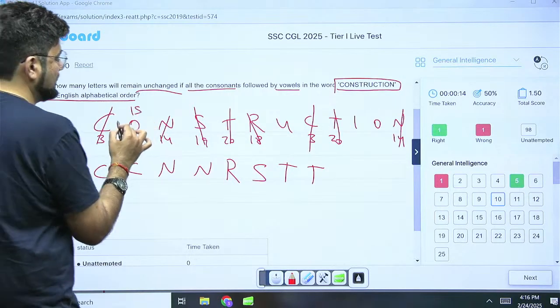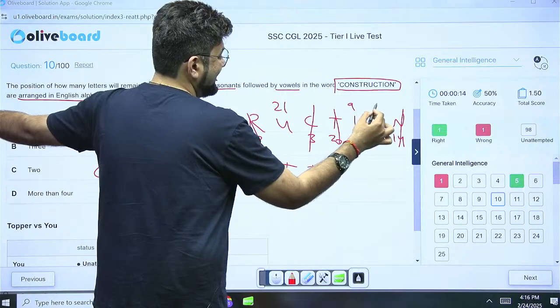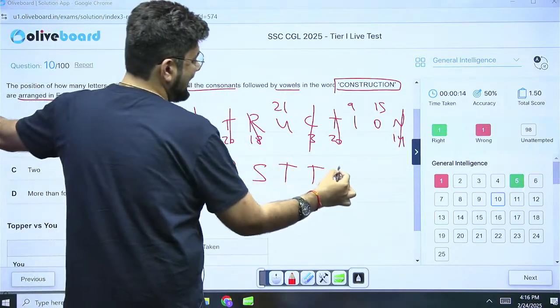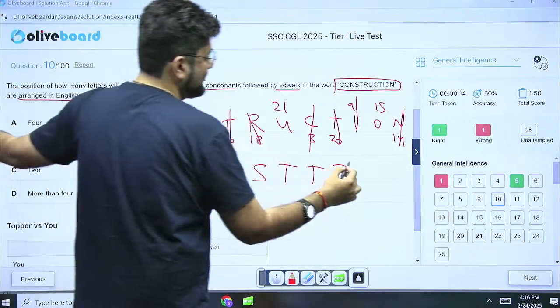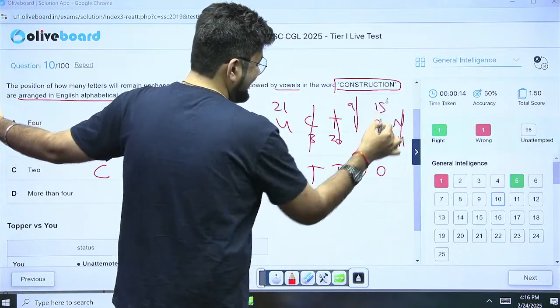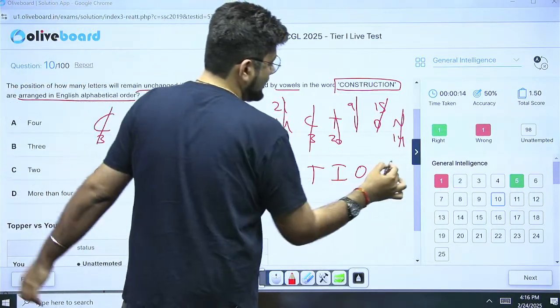Just write this down. 15, 21, 9, 15. So we'll have 9 first. So we'll have I here, which is 9. Then we have two O's. So 15 and 15. So we have O and O here gone, and last in the end we have U here.